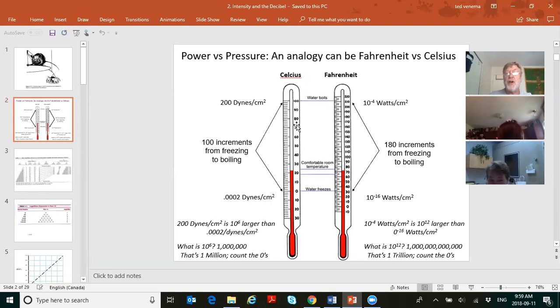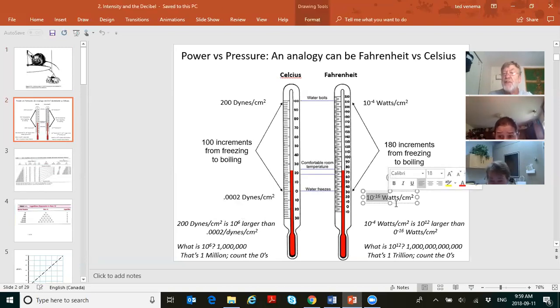So you get all the verbiage on here. Look at the bottom in terms of, well, look at power first. The softest you could hear was 10 to the minus 16 watts per centimeter squared. We'll call that the freezing. And the loudest you could tolerate was 10 to the minus 4 watts per centimeter squared. And there's 1 million increments between that. Okay? Look what it says here. Okay? 10 to the minus 4 is 10 to the 12 times bigger than 10 to the minus 16. So that's 1 trillion. Count the zeros. Now go left. 200 dynes per centimeter squared is 10 to the 6 larger than 0.0002. And that's 1 million. What is 10 to the 6? 1 million. So it's not that the range got bigger, it's just that the thermometer you used to measure the distance, the decibel distance, the thermometers were different.